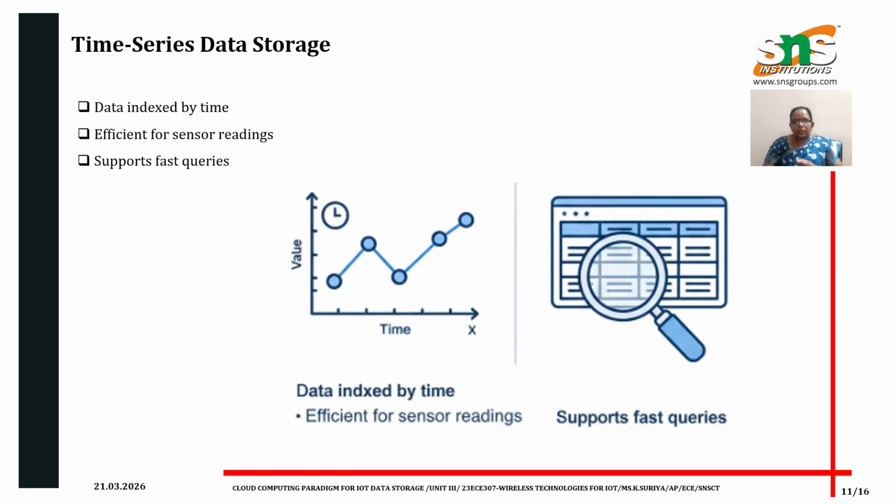So now let us understand the time series data storage. So it is indexed based on timestamps. So this makes it highly efficient for storing sensor readings and retrieving historical data. For example, say in weather monitoring systems, temperature and humidity data are recorded continuously and stored as time series data. So this allows a quick analysis and visualization.